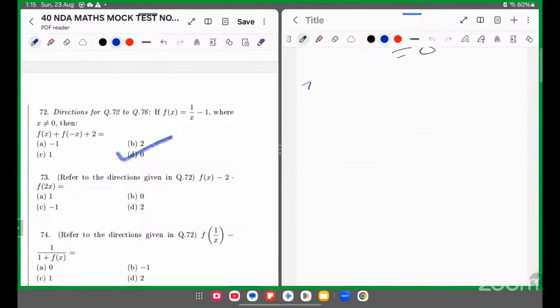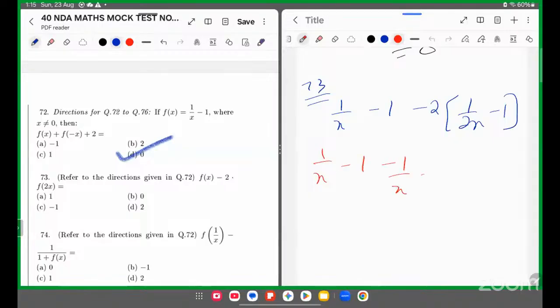Question number 73. f of x minus 2 into f of x. So 1 by x minus 1 minus 2 into f of 2x means 1 by 2x minus 1. So 1 by x minus 1 minus 2, 2 minus 1 by x plus 2. 2 minus 1. Answer will be 73, option A. Simple questions only.